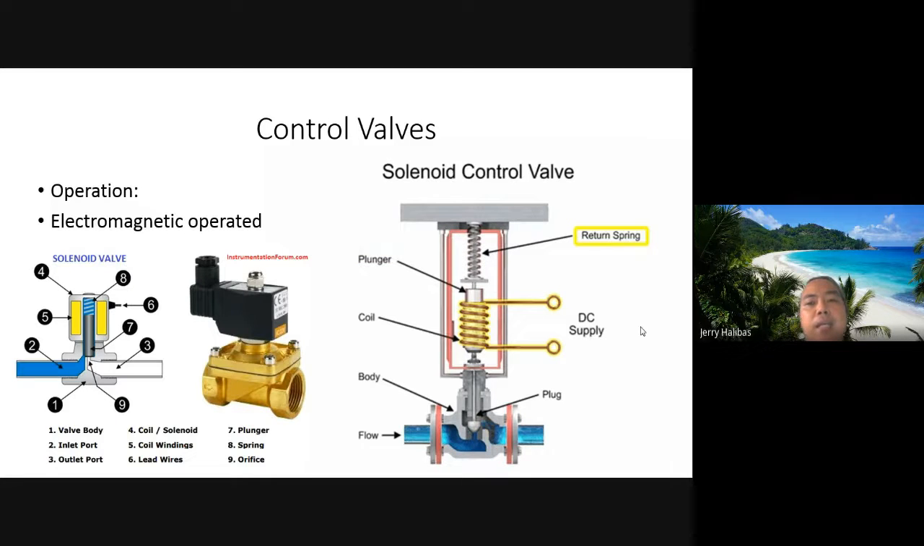Or the smaller version, the smaller types, these are solenoid valves. There are different parts. Commonly, the spring, of course the coil or the electromagnet, and so on and so forth.